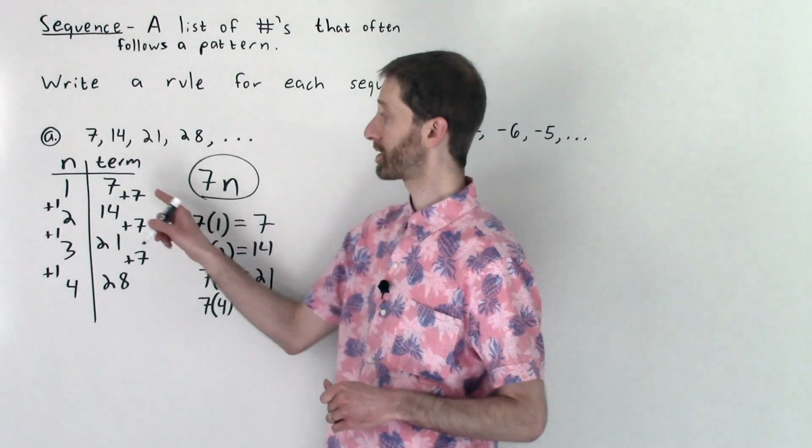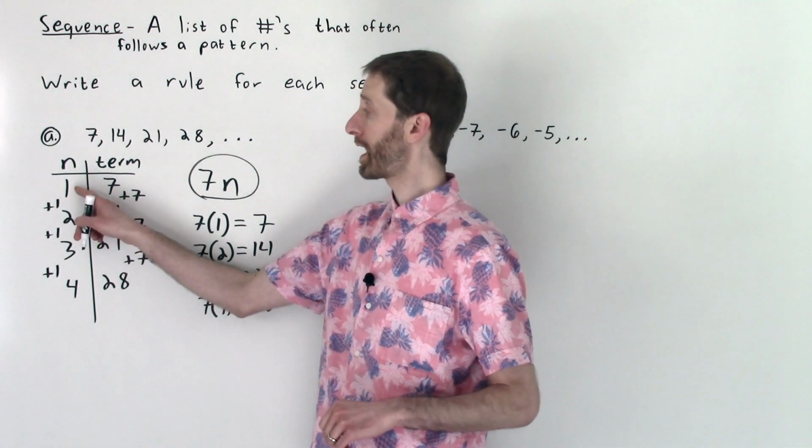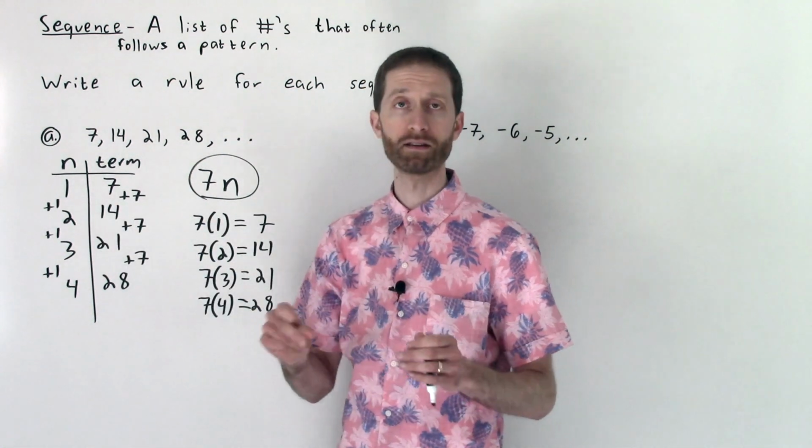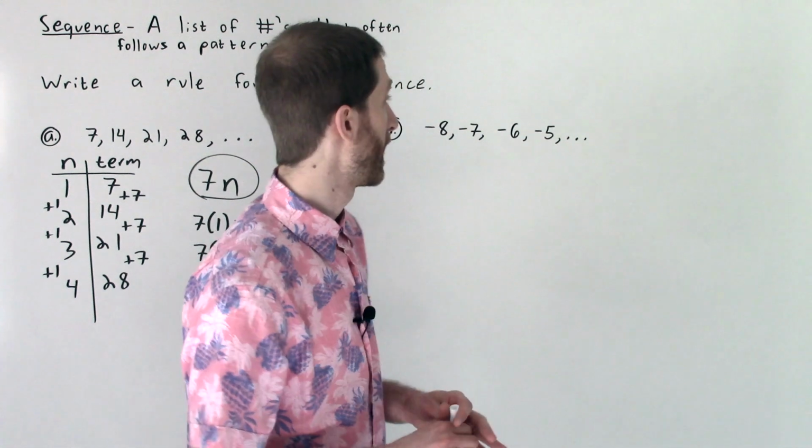Some people, though, will look at this and just ask themselves the question, what do I do to the n value to get the term value? I multiply each of these by 7. 7n. Done. And that's cool, too. And you're lucky if you get it that way.